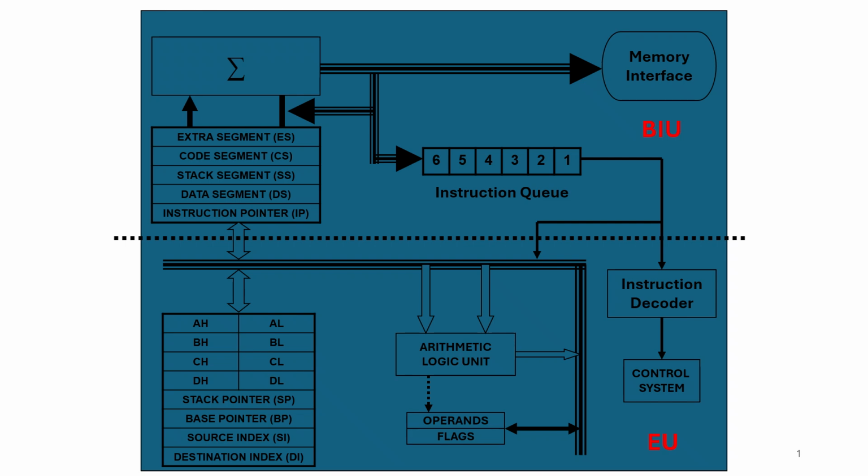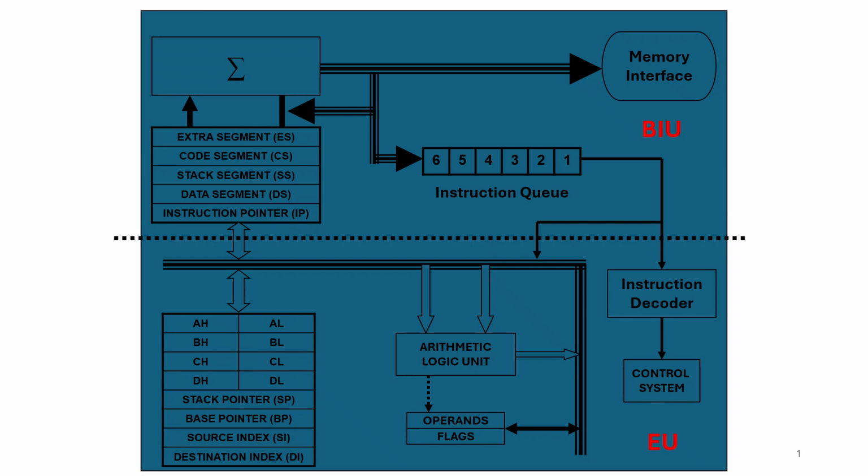So in the bus interface unit, mainly we have the instruction queue, which supports instruction pipelining, and we have the address summer, which generates a 20-bit physical address from the logical addresses. We have various base addresses for different memory segments like extra segment, code segment, stack segment, and data segment. And finally, we have the instruction pointer, which points to the address of the next instruction to be executed or fetched from the memory location.